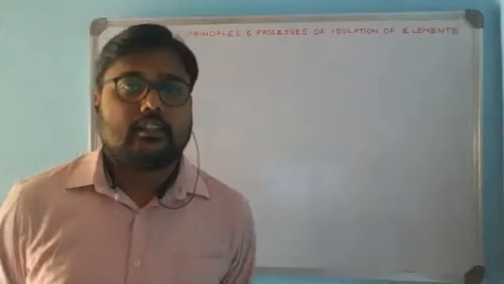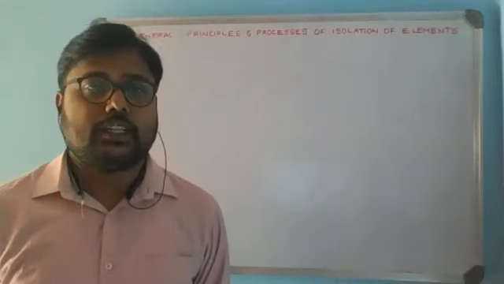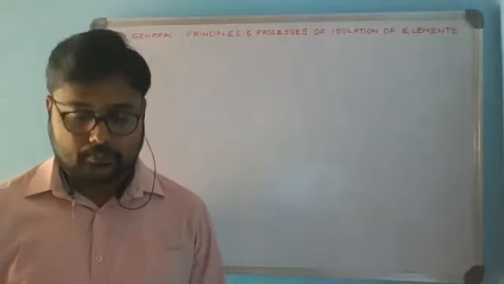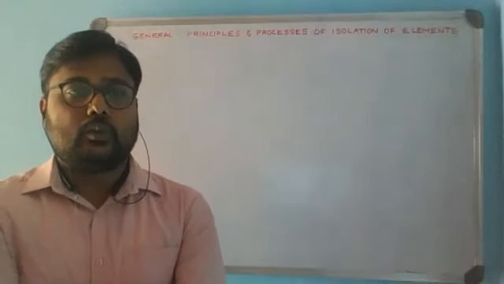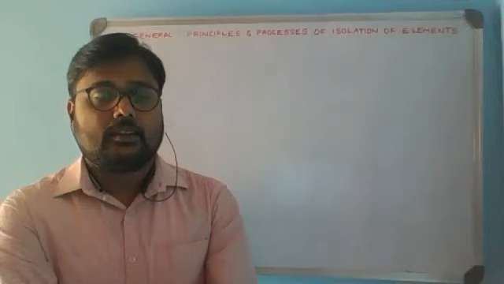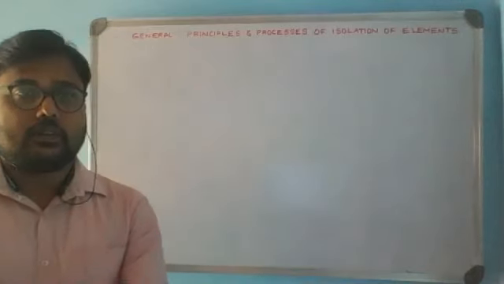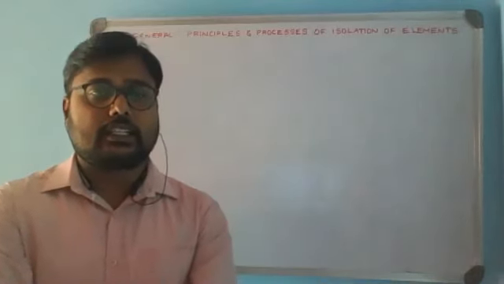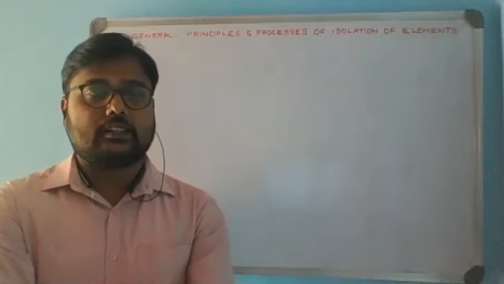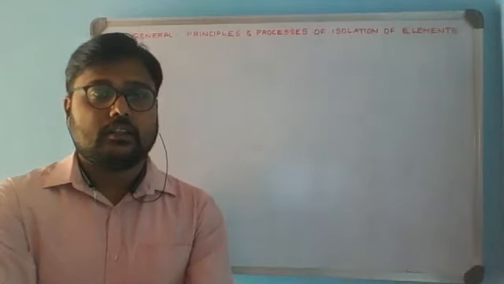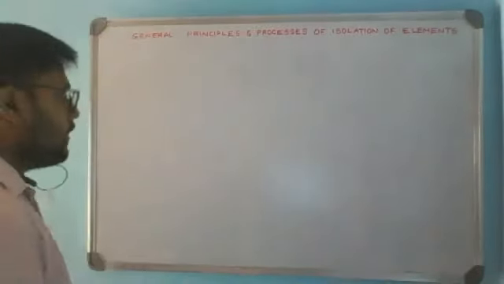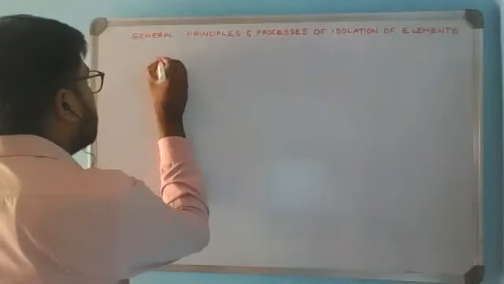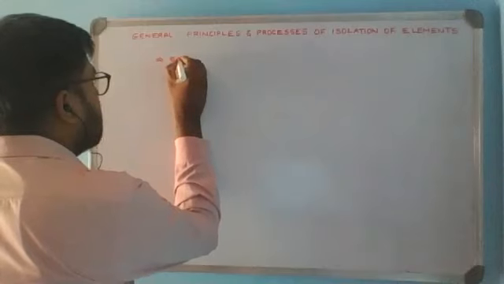In our last class, we completed the extraction of iron by the blast furnace method. Now we'll consider the next element, that is how to extract copper. So we'll learn the isolation of copper, and we'll also complete the extraction of zinc as well as the extraction of aluminium, in continuation of the classes. So we'll start with extraction of copper.